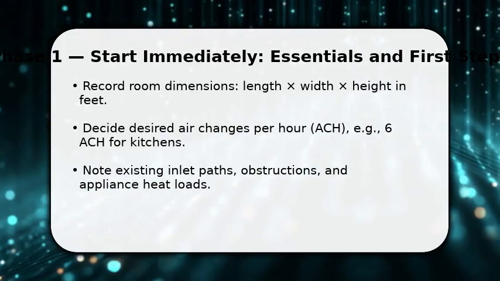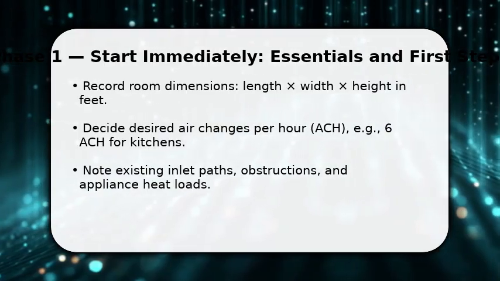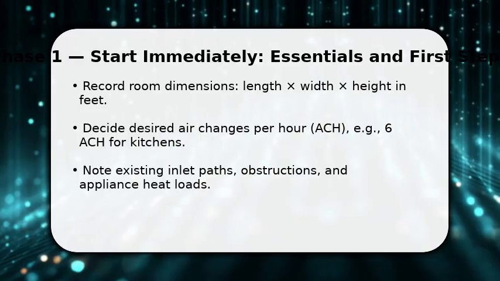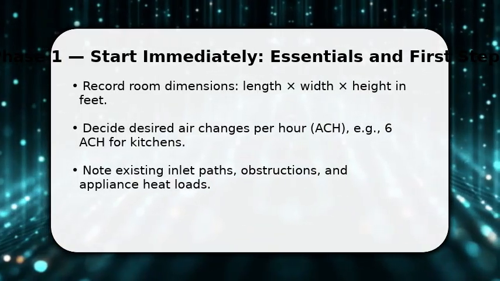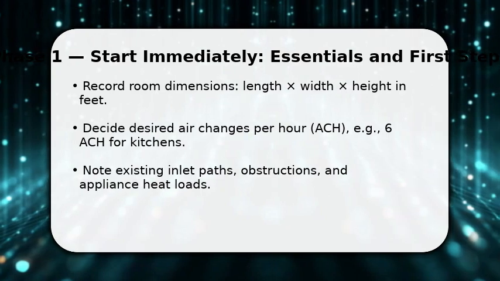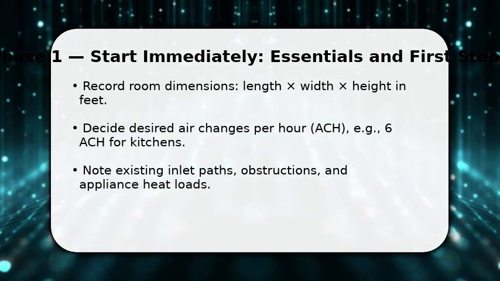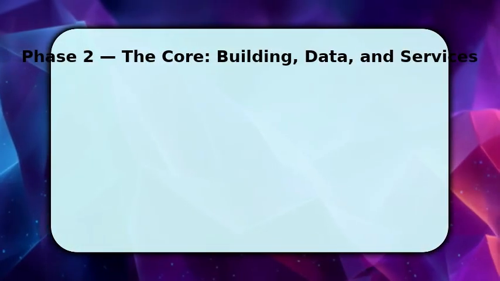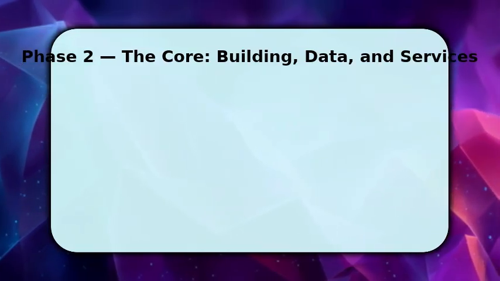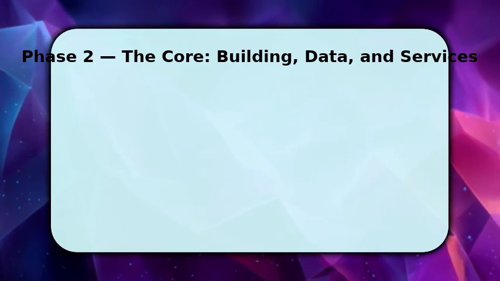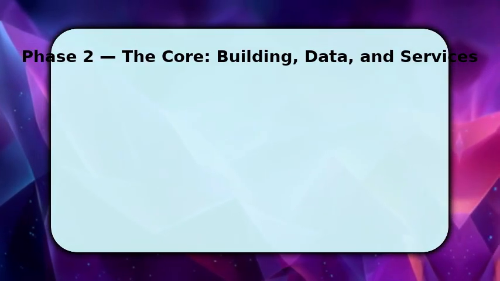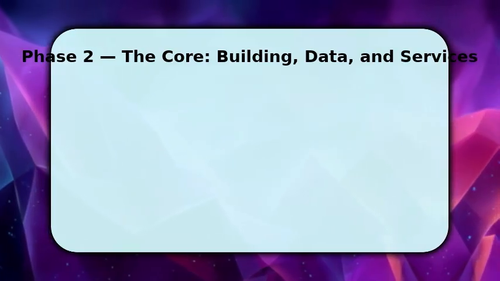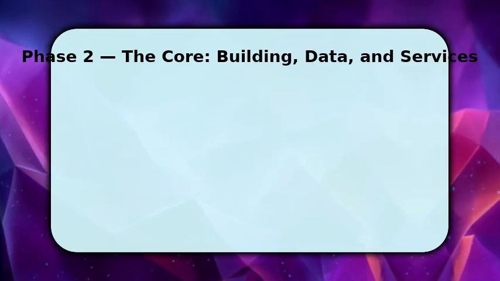Now calculate volume in cubic feet and keep that number handy. It's the multiplier you'll use to convert ACH into the exhaust CFM you need. You now convert volume to airflow using a simple formula. Take the room cubic feet, multiply by your chosen ACH, then divide by 60 to get CFM. For example, a 200 ft³ space at 6 ACH needs 200 times 6, divided by 60, equals 120 CFM.